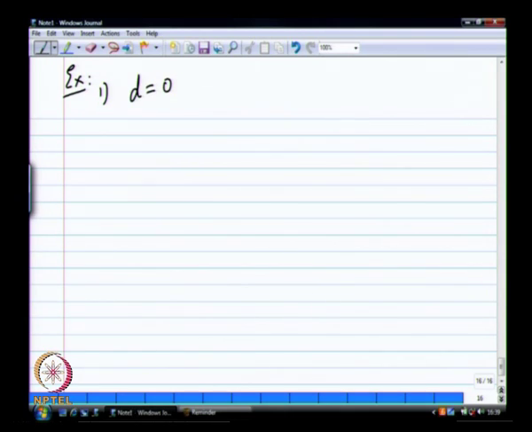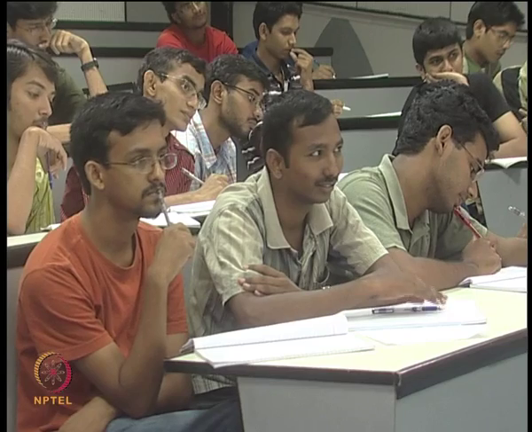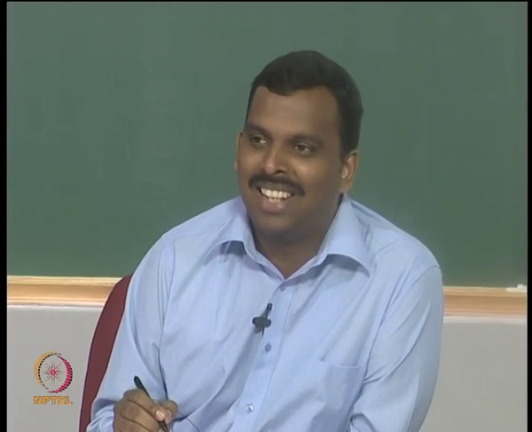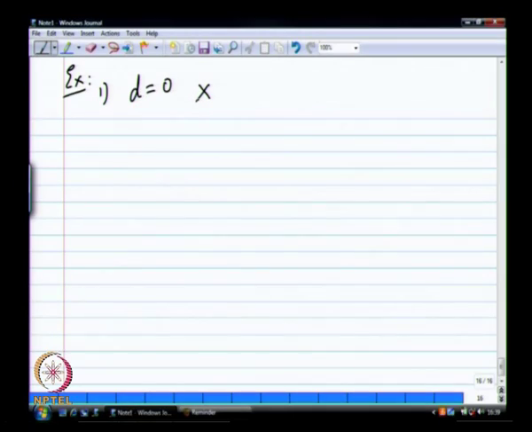Go back to this definition. Remember, there is no real relationship between minimum distance and rank. So if all the columns are linearly independent, then how will you have minimum distance 0? You cannot have minimum distance 0. It will not happen, because any non-zero code word will have weight at least 1.